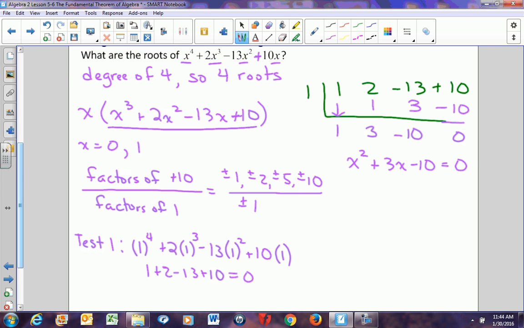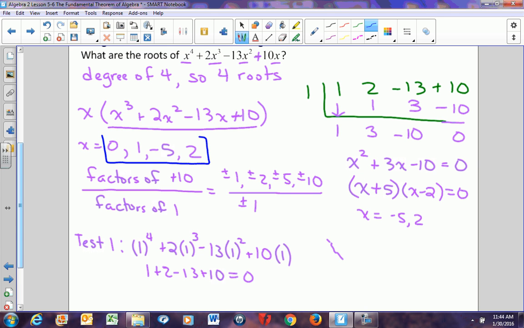So now I'm going to look and say, can I factor this? Thank goodness I can. Or I can always put it in the quadratic formula if you can't remember how to factor very well. If I factor this, I need a product of negative 10 and a sum of 3, so that's going to be positive 5 and negative 2. So x is going to equal negative 5 and positive 2. So my other 2 roots are negative 5 and positive 2. So all of my roots are right here: 0, 1, negative 5, and 2.